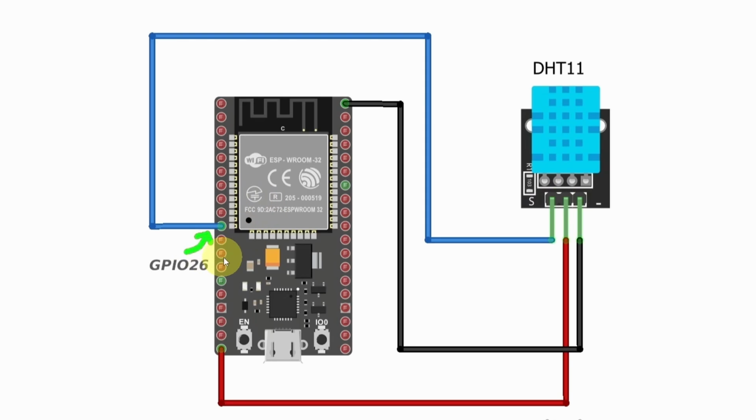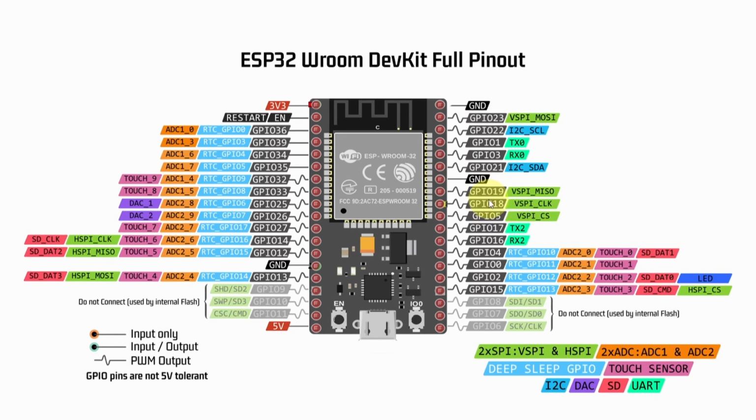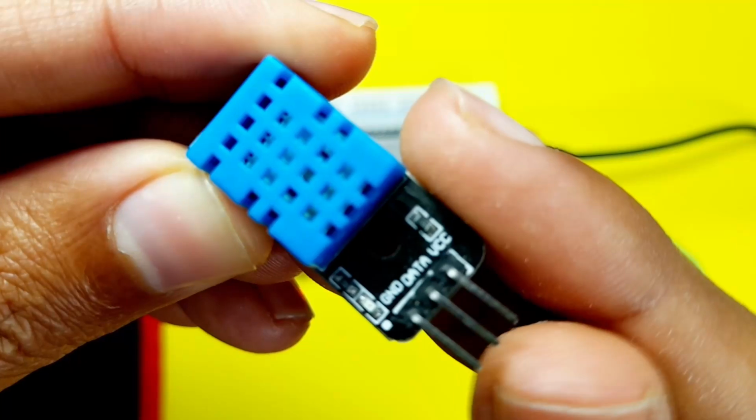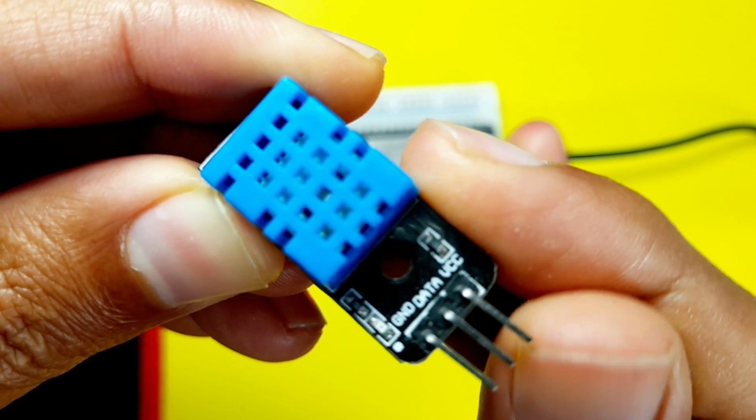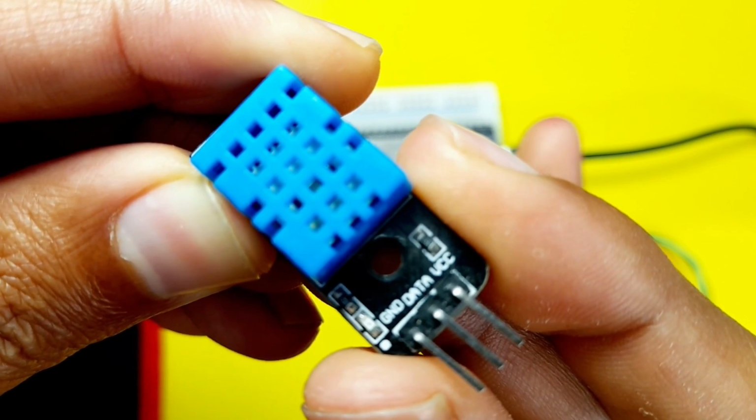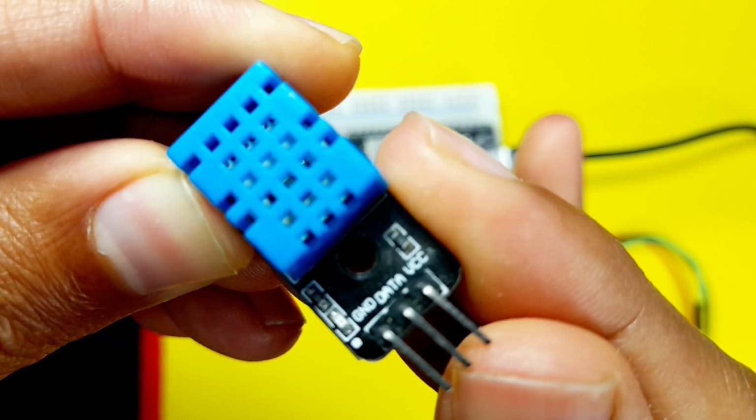In this tutorial, I will use the GPIO pin number 26, but you could use any of the other digital pins. I have the VCC on the right side, the GND on the left side, and the data or the signal is the middle pin.